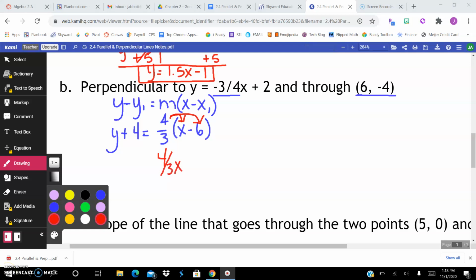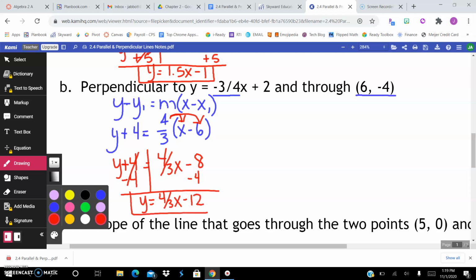We have 4/3 times -6. If you think about 6 as a fraction, 6/1, we would have 4 times 6 at the top, which would be 24, and 3 times 1 at the bottom would be 3. So 24 divided by 3 would be 8, and that would be -8. And we're going to bring down the y plus 4 here. Since that's a plus 4, we're going to subtract 4. So we're going to have y equals 4/3 x, and -8 and -4 make -12.